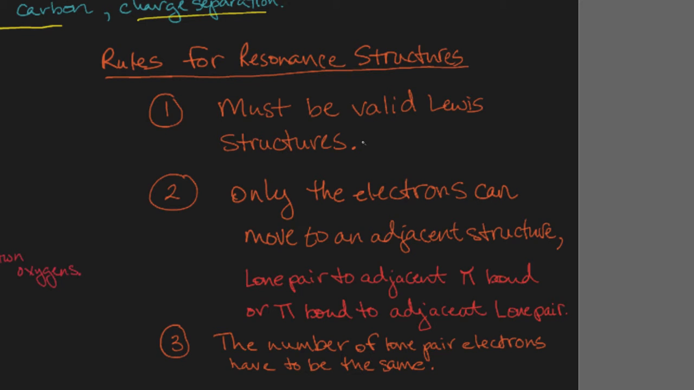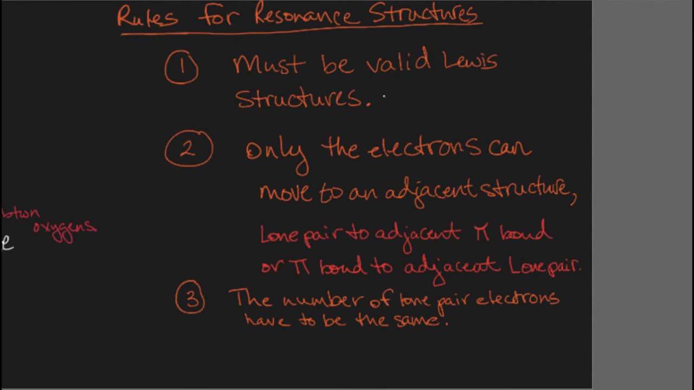Well, the first rule is that it must be a valid Lewis structure. If you don't remember your rules for Lewis structures, go back and review them, please. The next rule is that you can only move electrons to adjacent structures. No nuclei can move. No elements can move. You have to preserve the bond angles. So a lone pair can move to an adjacent pi bond or empty p orbital to form a pi bond, or a pi bond electron pair can go to a lone pair. That's the second rule. And the third rule is the number of lone pairs must always remain constant. They must never change. If you can do that, then you can successfully draw resonance structures.